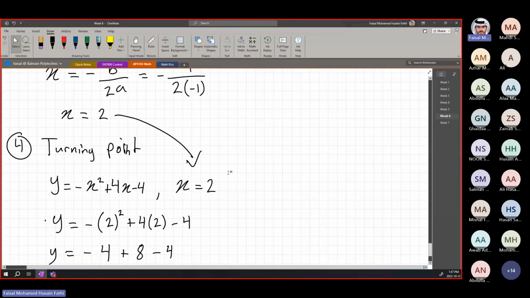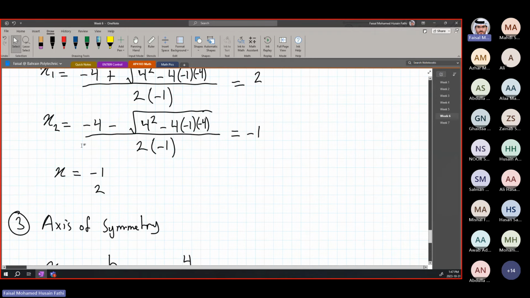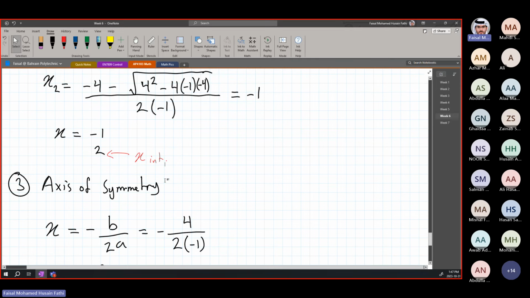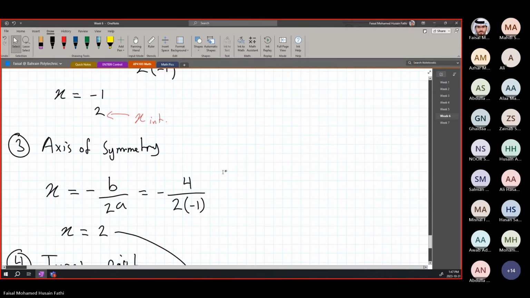So this means x equal 2 is one of the x-intercepts, which makes sense because when we go back to our solution here, you see that one of the solutions is 2, which is the x-intercept. So one of the turning points is when x is equal to 2. Or sorry, one of our x-intercepts is a part of the turning point. Does that make sense?